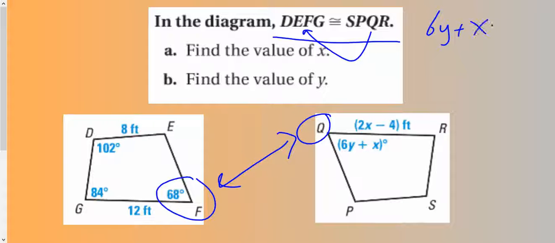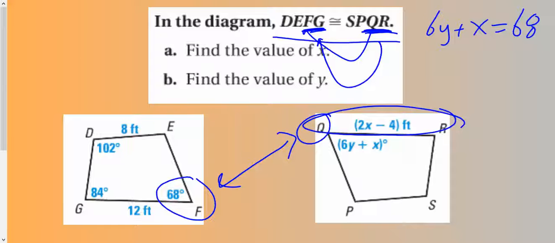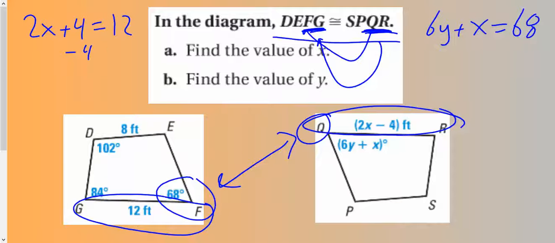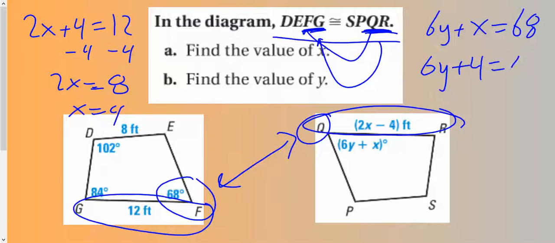6y plus x equals 68. I can't solve that because I don't have x yet, so I'm going to figure out what x is. So let's find an equation with x. QR is right here, so there's an x right there. So QR matches up with FG. So I'm going to find FG. FG is right there, so that's 12. So my other equation is 2x plus 4 equals 12. So you're going to use the congruence statement to write your equal parts. So x equals 4. So I'll go over here now and then plug in 4 and then solve for y.